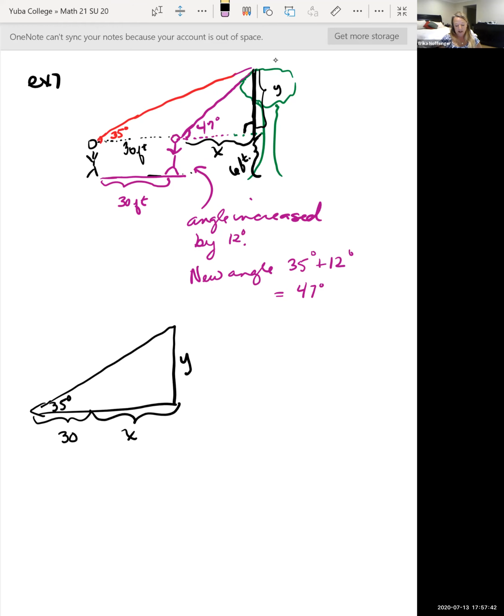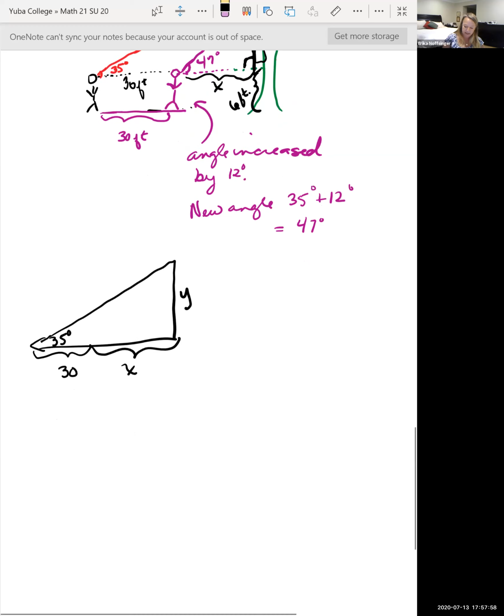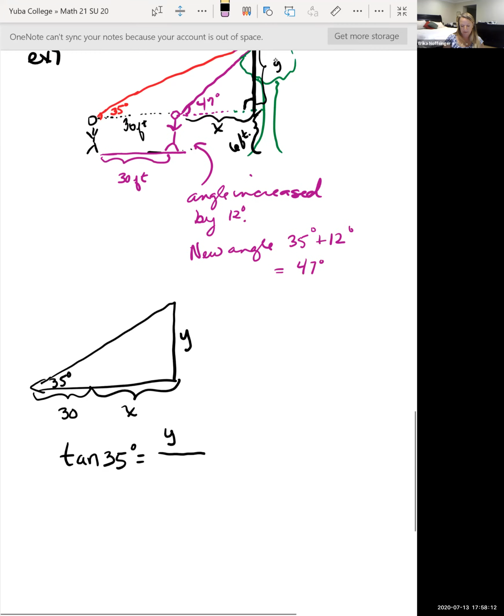Okay, so I'm trying to find the opposite, and we know somewhat of the adjacent. And so that tells me I can use tangent. So tangent of 35 degrees is equal to the opposite of that side, which we called Y, over the adjacent of that side, which is the sum of 30 plus X.